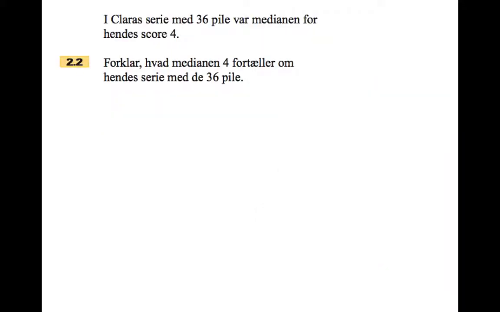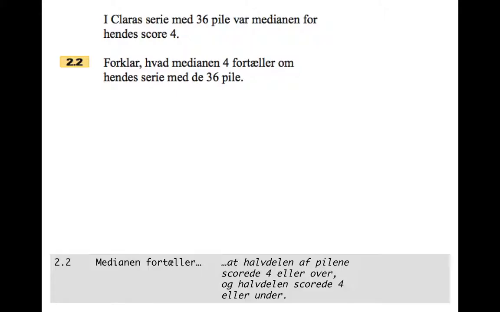Question 2.2. In Clara's series of 36 arrows, the median of her score was 4. Explain what a median of 4 tells you about her series of 36 arrows. Well, a median is the one that's in the middle if you put them all in order. So we can say that the median tells us that half of her arrows were scoring 4 or over, and half were scoring 4 or under.